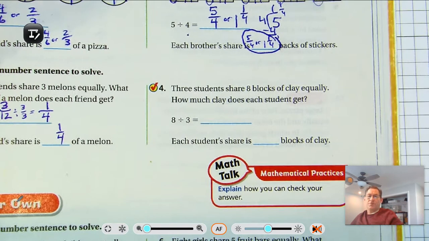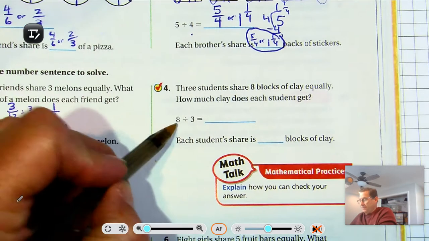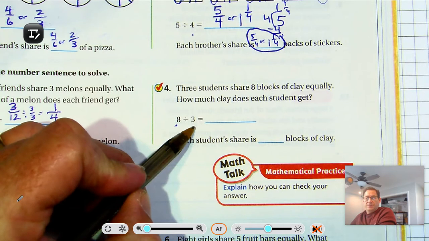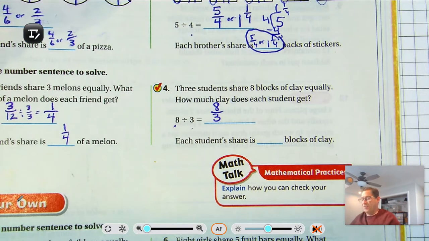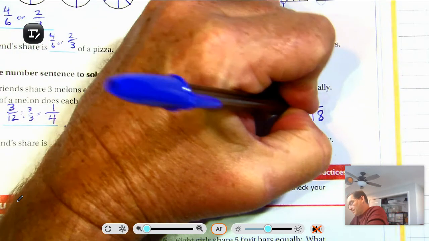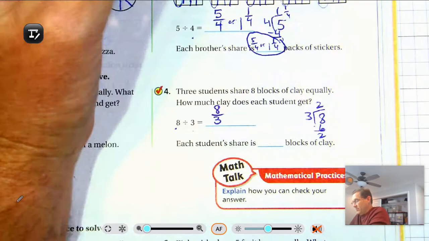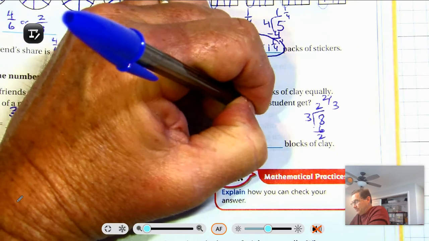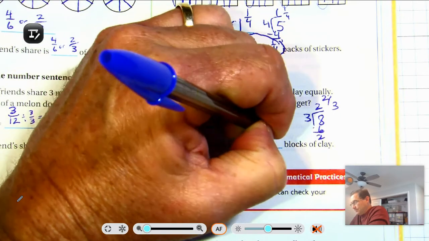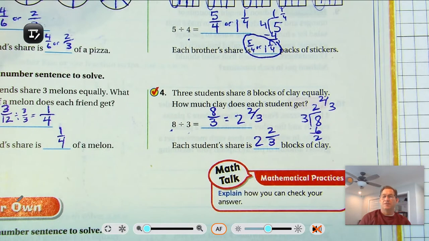Number 4, 3 students share 8 blocks of clay equally. So 8 blocks of clay, 3 students. So we're sharing 8/3, or 8 divided by 3 would leave me 2 2/3. Each student gets 2 2/3 blocks of clay.